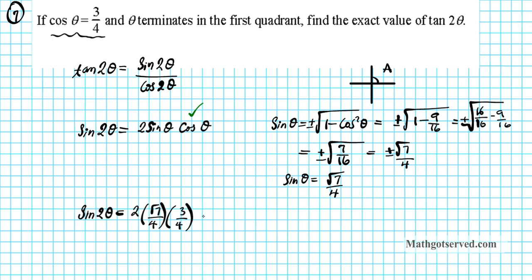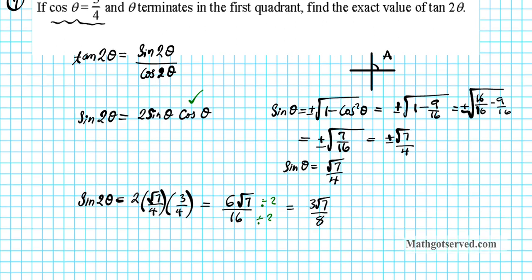Okay, you have to be careful multiplying here. 2 and 3 are integers, so you multiply them together. 6, and the radical stays alone. Root 7 divided by 16. You can divide the top and bottom by 2. 2 is a common factor. So this becomes 3 root 7 over 8. So there goes the answer for sine 2 theta.